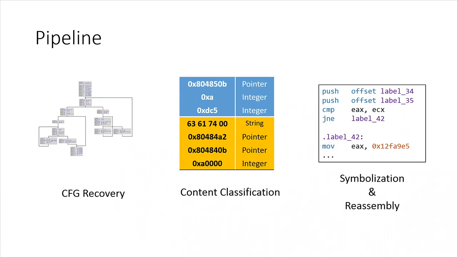So here's the basic pipeline of Ramblr. Ramblr takes stripped binaries as input. It first performs a CFG recovery to recover the control flow graph. And then it performs content classification to basically identify the pointers in the binary. And with that information, symbolization and reassembly come very naturally. The content classification is the core of our approach, and I will spend more time presenting this approach.